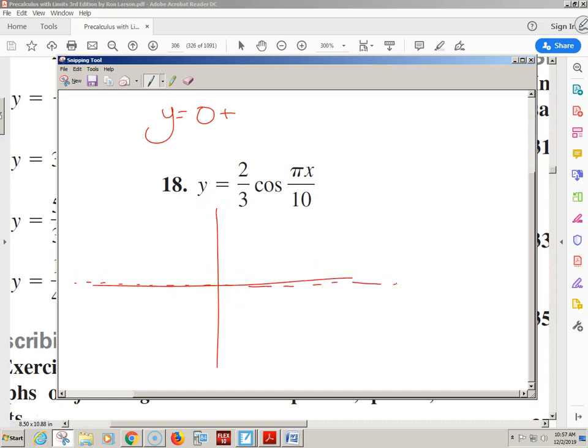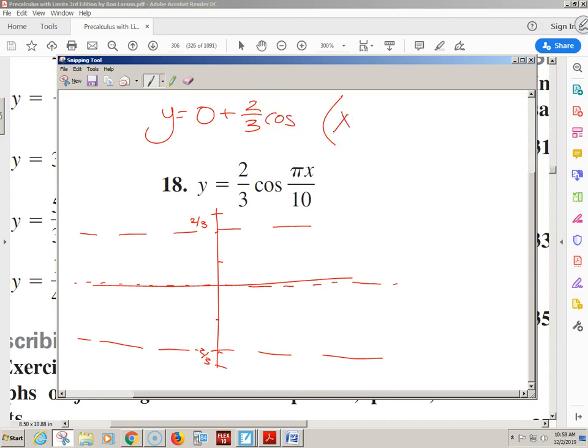But how high, how low is this going to go? What's my amplitude? What will come next? 2 thirds. There's my 1. And I can go ahead and cut that into thirds. Got it. That's my 2 thirds and my negative 2 thirds. Now here's where it gets a little bit weird.